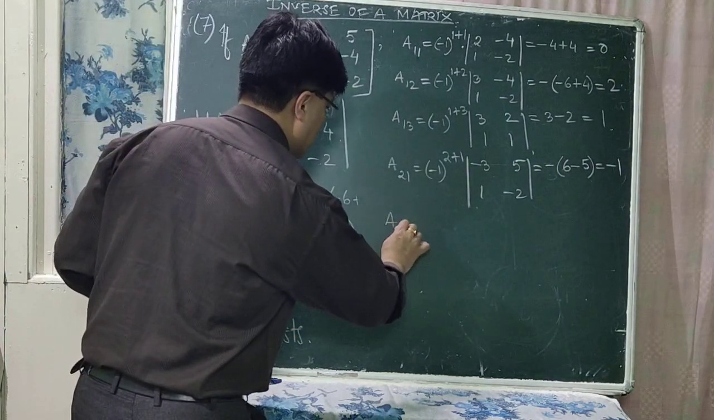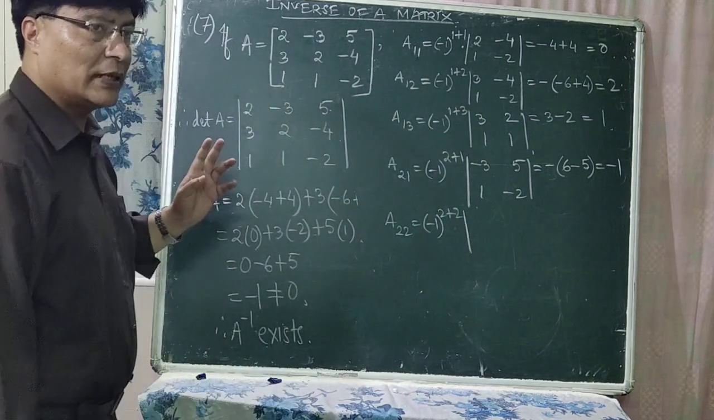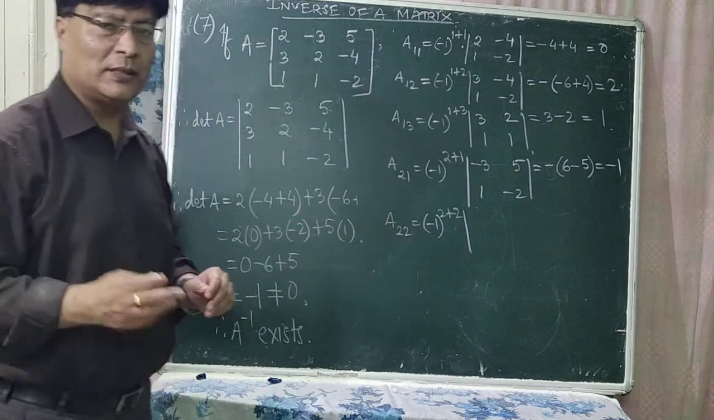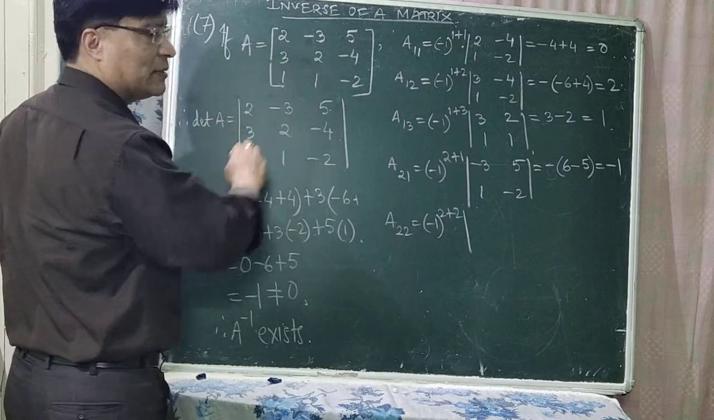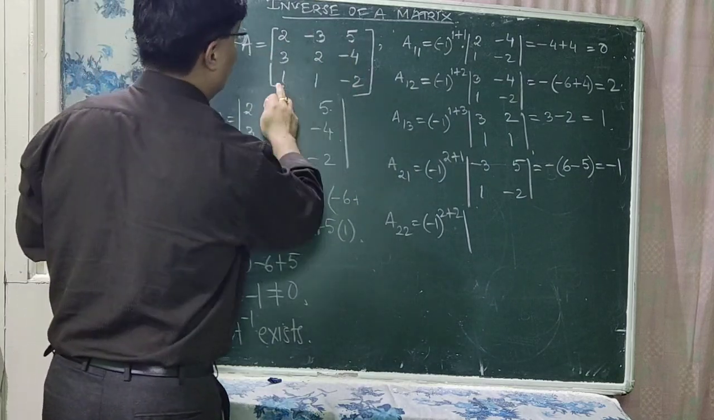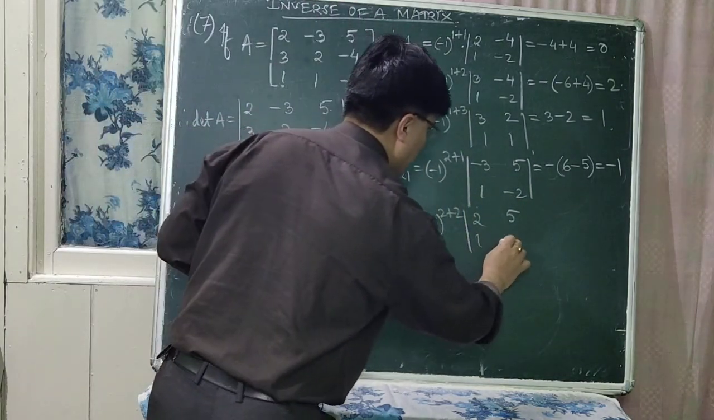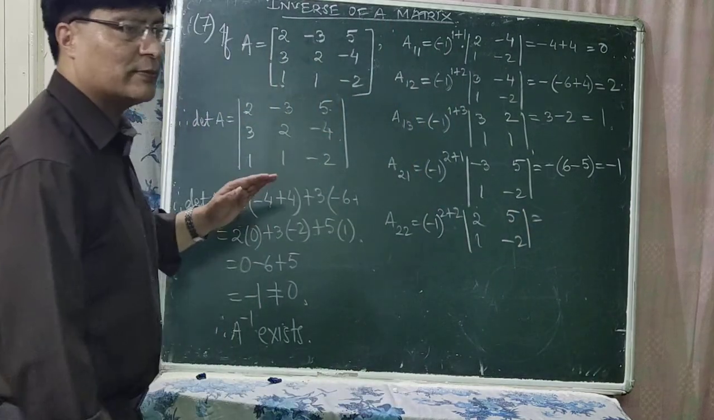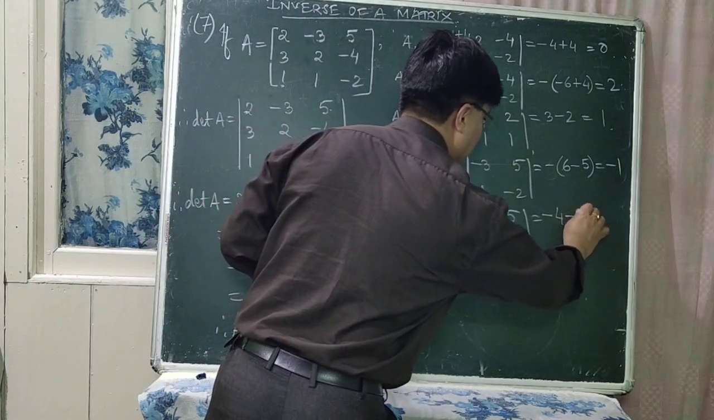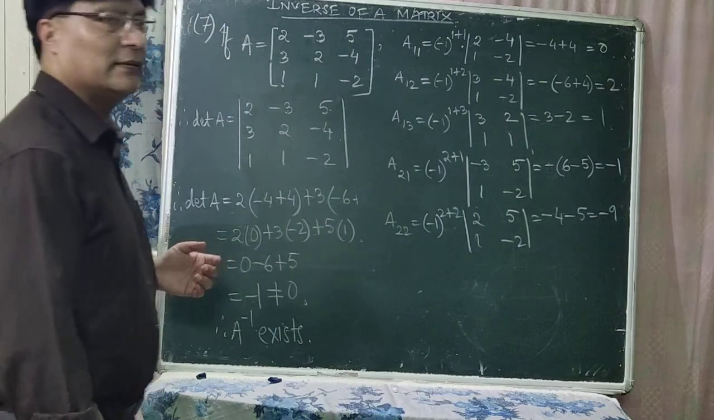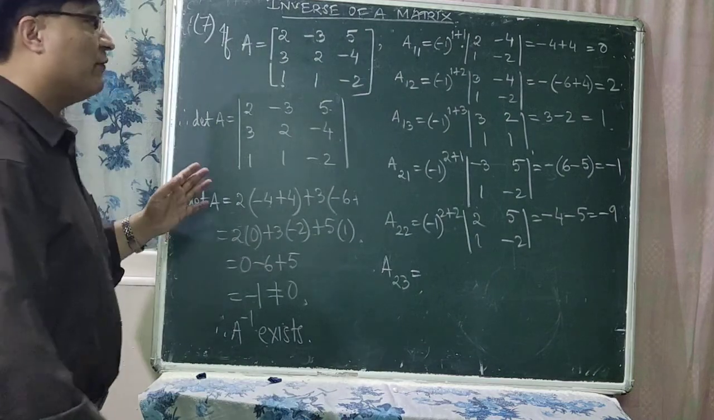So next one is A22. First consider the sign minus 1 to the power 2 plus 2. Now A22 means you have to find out the cofactor of this element. Delete the row and the column through the element. Second row and second column are deleted. 2, 5, 1 minus 2 remain. Right? Which is equal to, what is minus 1 to the power 4? That is plus 1. So we don't write it. So it is minus 4 minus 5, which is equal to minus 9. Clear?